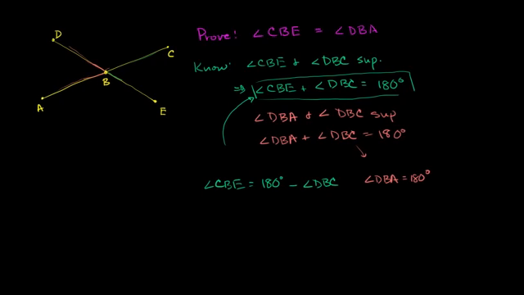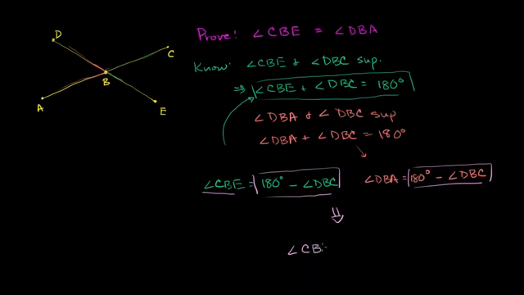Let me scroll over to the right a little bit. Is equal to 180 degrees minus angle DBC. So clearly, angle CBE is equal to 180 degrees minus angle DBC. Angle DBA is equal to 180 degrees minus angle DBC. So they are equal to each other. They are both equal to the same thing. So we get, which is what we wanted to get, angle CBE is equal to angle DBA. Angle CBE, which is this angle right over here, is equal to angle DBA.